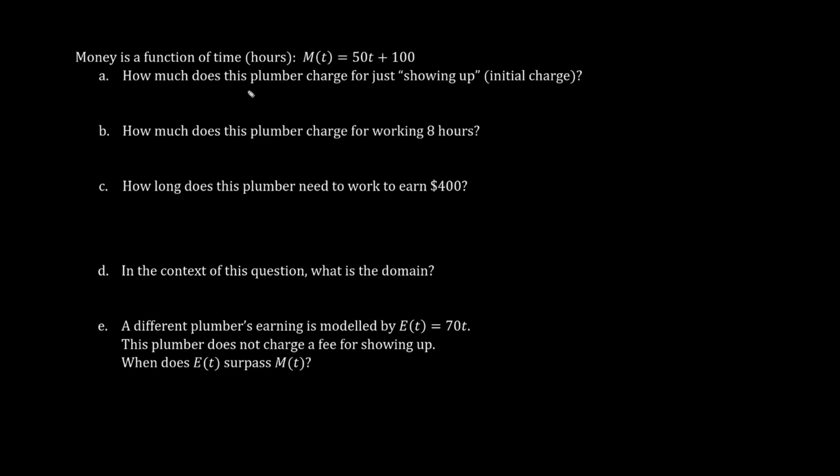Money is a function of time. We're talking about hours. M of t equals 50t plus 100. How much does this plumber charge for just showing up? The initial charge. Initial means time equals 0. So money, when time equals 0, is 50 times 0 plus 100. Anything times 0 is 0, and 100 is the amount we have to pay.